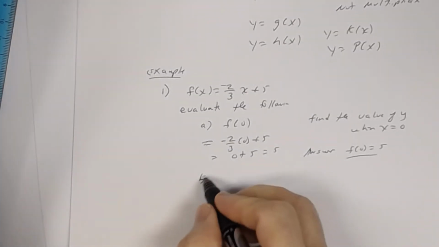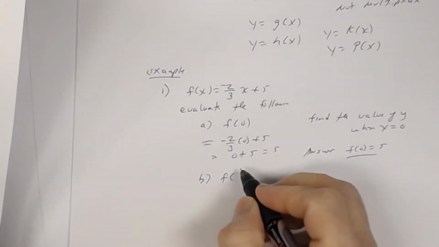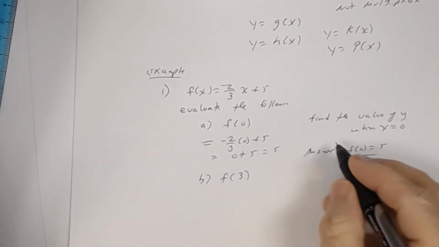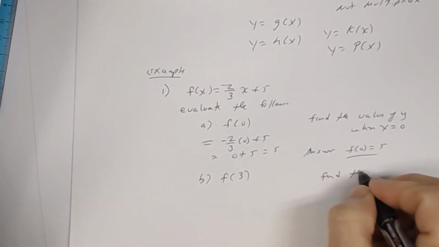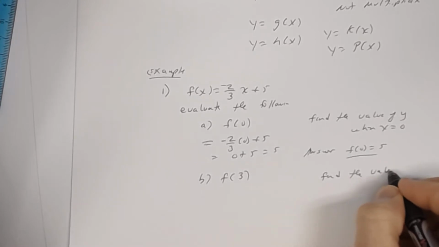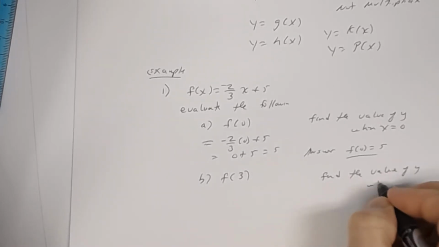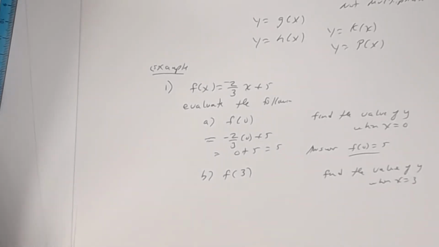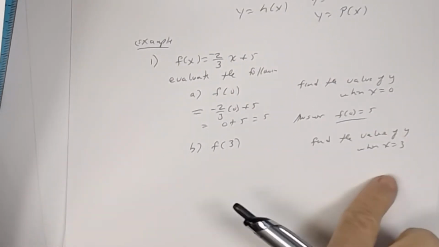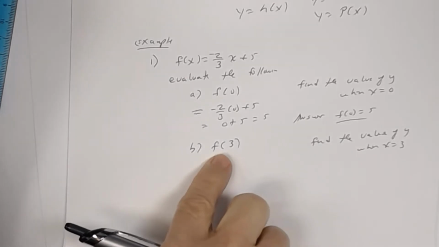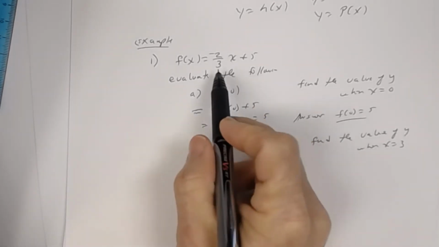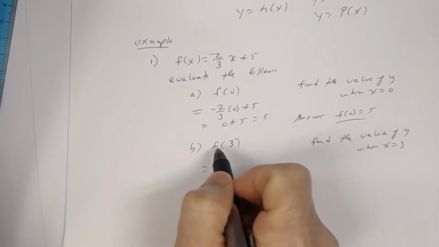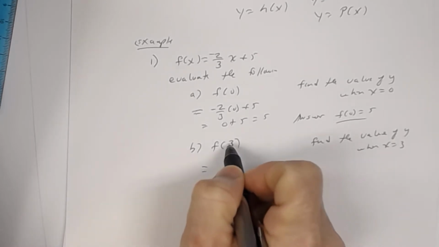Let's do another one, B. Let's find f of, let's say, 3. f of 3. So remember what that means. This means find the value of y when x equals 3. At some point, most students kind of know in their mind that that's what this means, but what you're going to do for the work is in place of the variable x, you're going to substitute 3. Because remember, this says f of x, and x is 3.